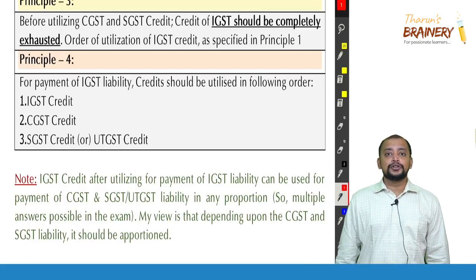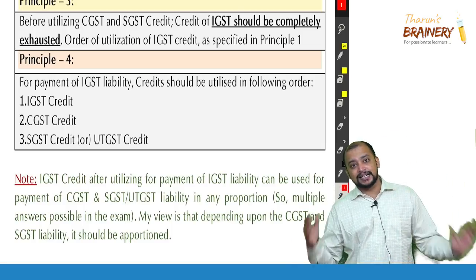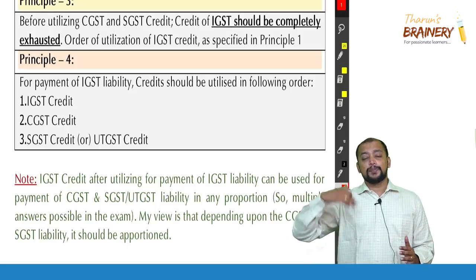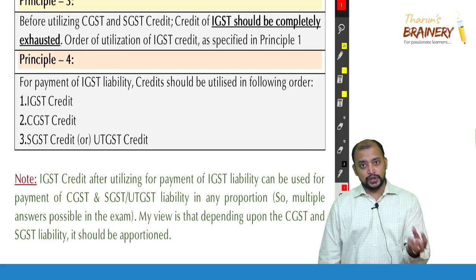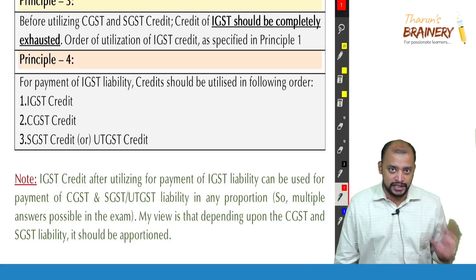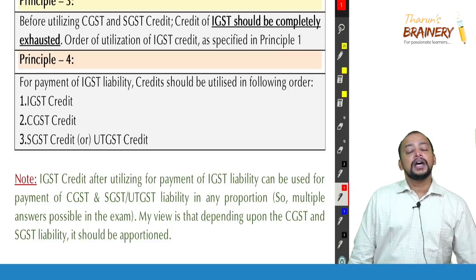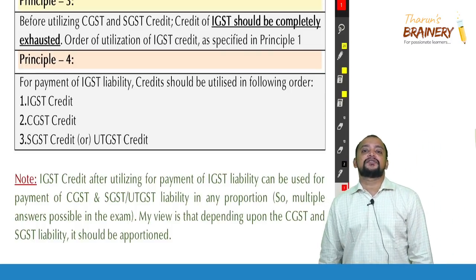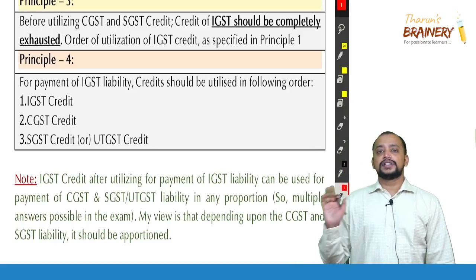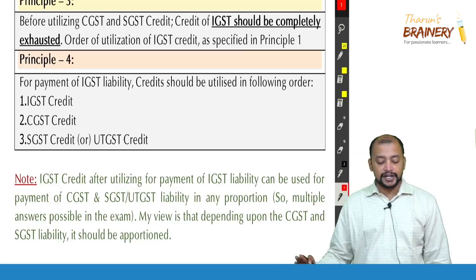Then principle 4. Principle 4 is applicable in a situation where I have multiple credits, but only one liability, called IGST liability. For payment of IGST liability, first I should use IGST credit, then CGST credit, then SGST or UTGST credit. These are the 4 principles which we need to follow, and these principles are given in section 49, subsection 5, 49A, etc. So just remember section 49, which deals with the manner of utilization of credit.